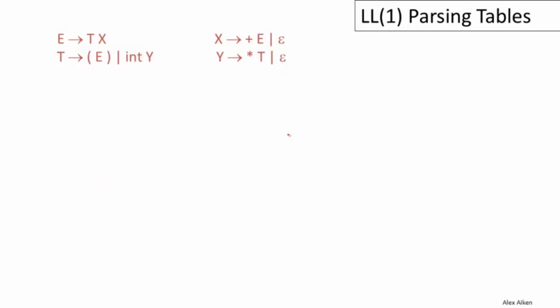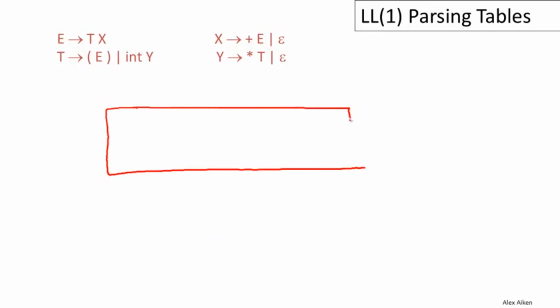So here's our favorite grammar that we've been looking at for the last few videos. And now let's take a look at what the parsing table will look like. The parsing table will consist of columns that are labeled by the terminal symbols of the grammar. So here we'll have open paren, close paren, plus, times, and int. And then the rows will be labeled by the non-terminal symbols. So we'll have E, T, X, and Y.